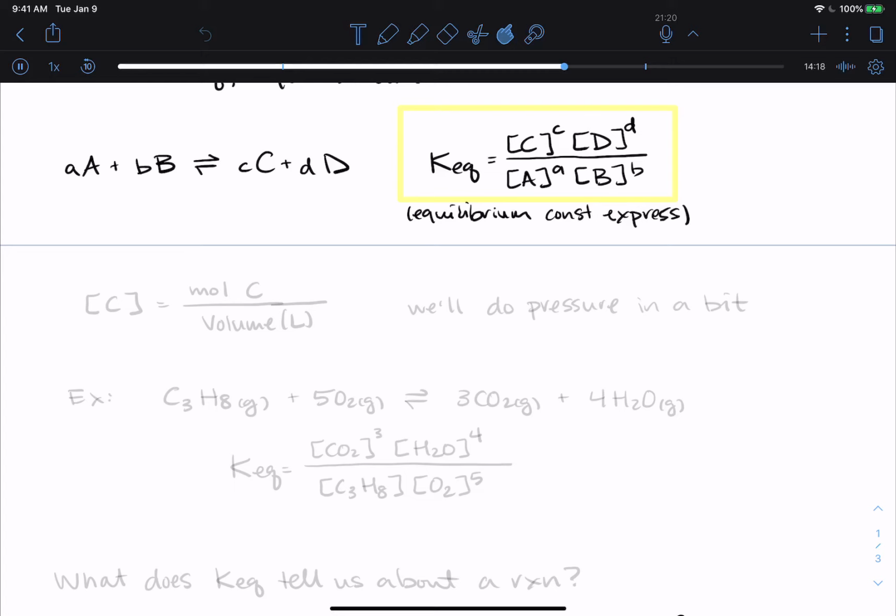Now we're going to do some examples, and we'll be talking about some special cases in the next video. Now, this is concentration, right? That's what those brackets mean. So concentration of C, right? We're talking about moles of compound C divided by volume in liters. All right. We'll do pressure in a later video.